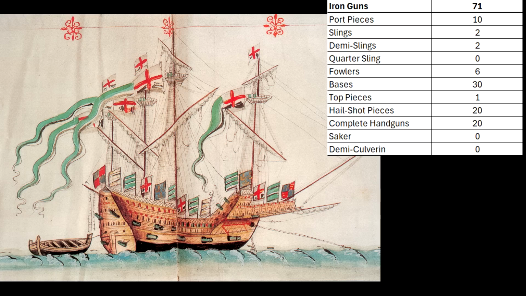In terms of iron guns, we're down by 19. Almost all of that is a reduction in the number of bases from 48 to 30. We have picked up a bunch of Fowlers and a couple of demi-slings, but we've also lost 4 of our port pieces, so overall, a slight rebalance, even in the iron guns, towards the heavier end of things.